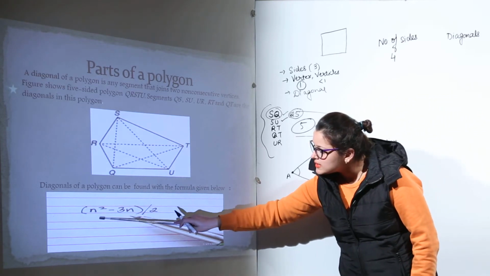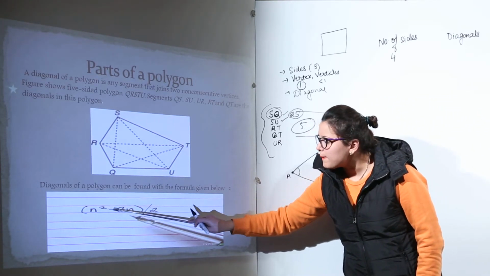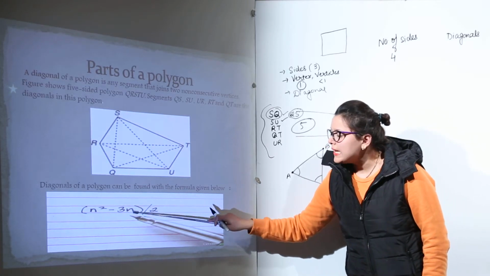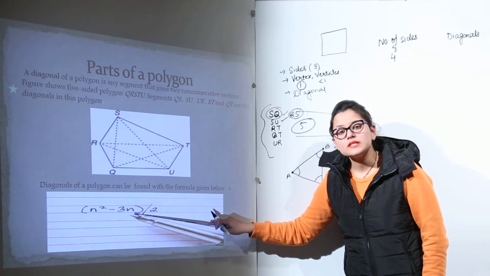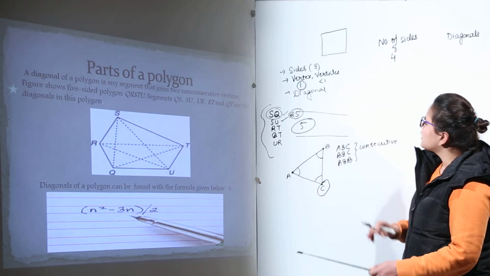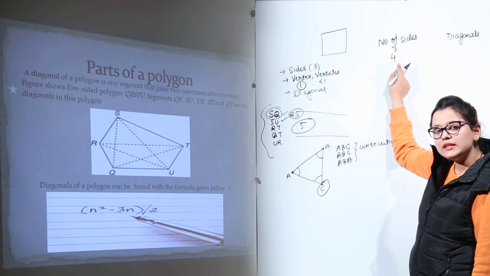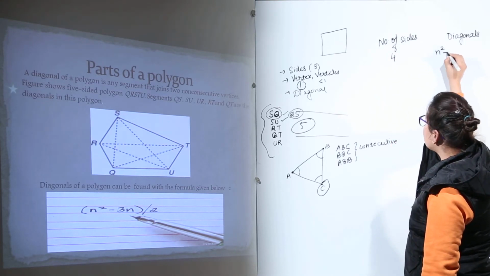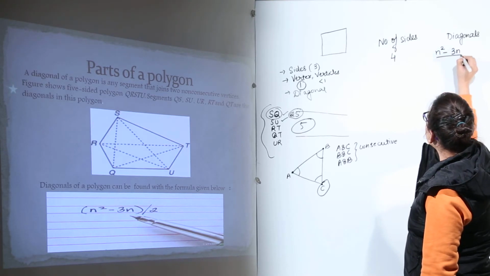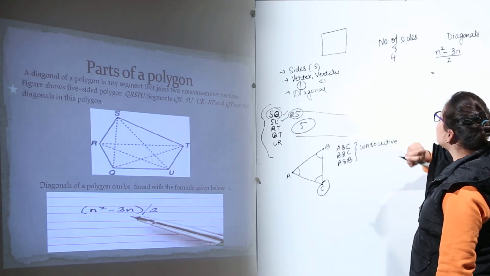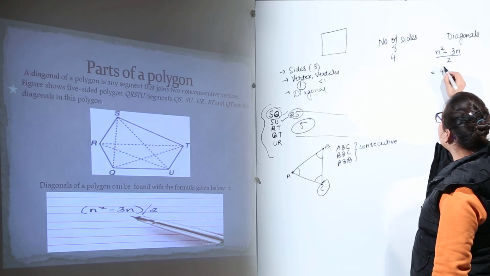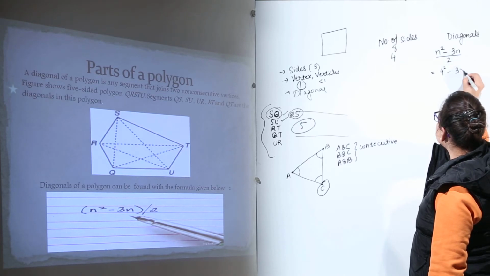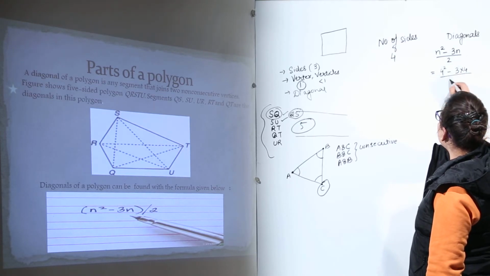In this formula we can see we have written n square minus 3n whole divided by 2. Now here n stands for number of sides. Now you can check, we already have the number of sides decided, that is 4. So what are we going to do? We are going to put the formula n square minus 3n whole divided by 2. Now if you put the value of n as 4, 4 square minus 3 into 4 whole upon 2.